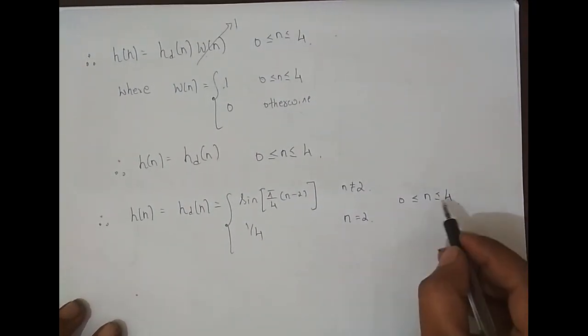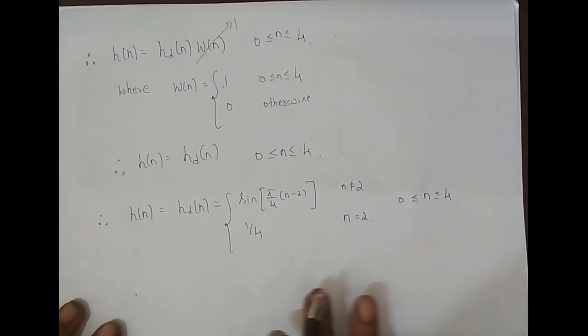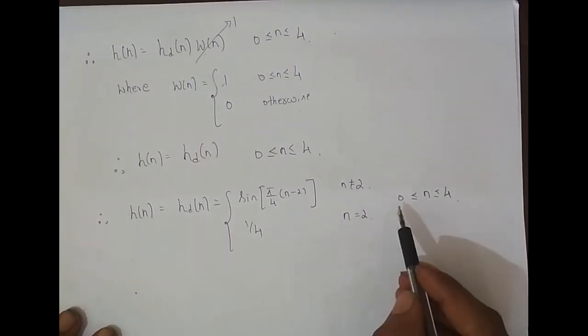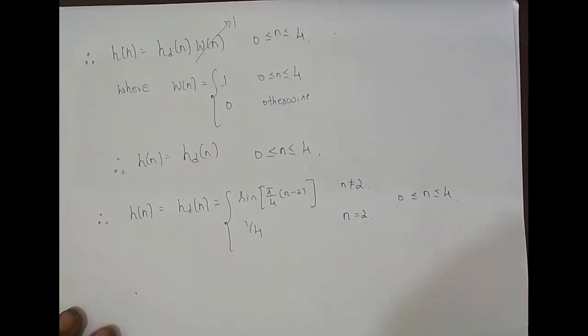How did I take this 0 to 4? Because it is given in the problem. I had to take n varying from 0 to 4. In the sense, it's a fifth order filter, including 0. The total number of samples is 5, right?